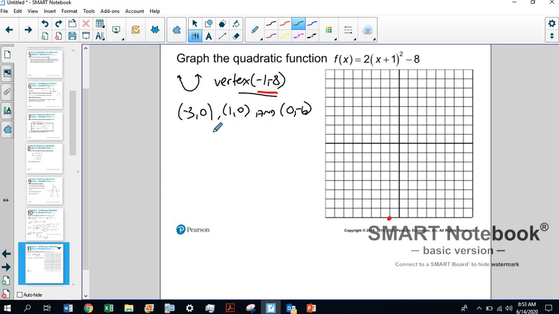Okay. Your x-intercepts, we're going to do in green, that's negative 3, 0, and positive 1, 0. All right. Your y-intercept is 0, negative 6, right here. Let's start with this guy.